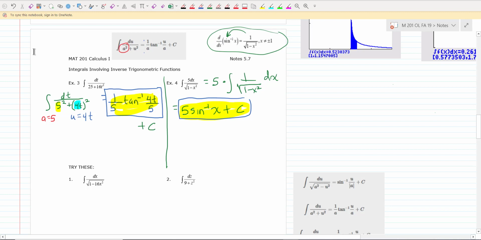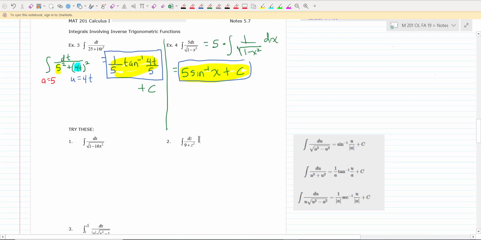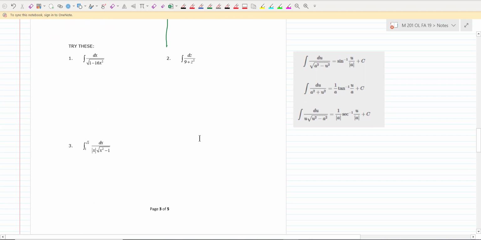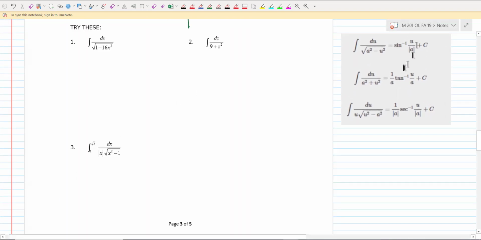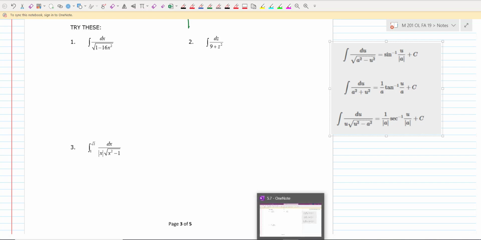Go ahead now and you can pause the video if you'd like and do these three integrals. I'll give you a little time to do that. Just pause the video. I've also got these formulas here. Each one of these problems has something to do with these. They have the right structure. So go ahead and do those and then resume when you're ready to check.